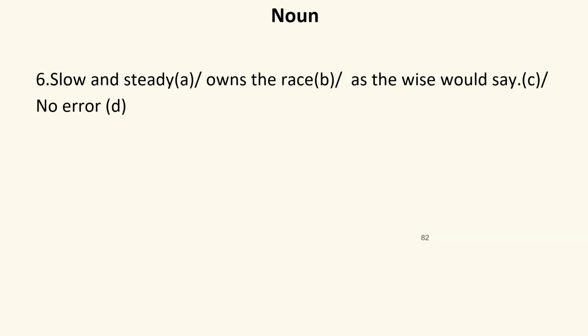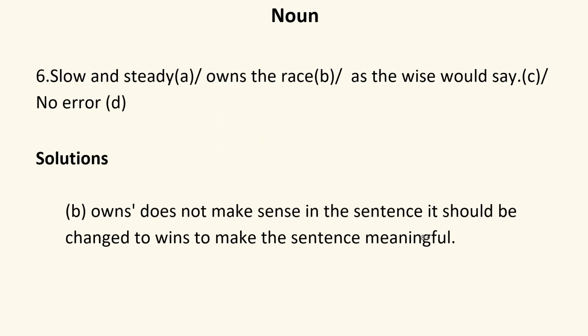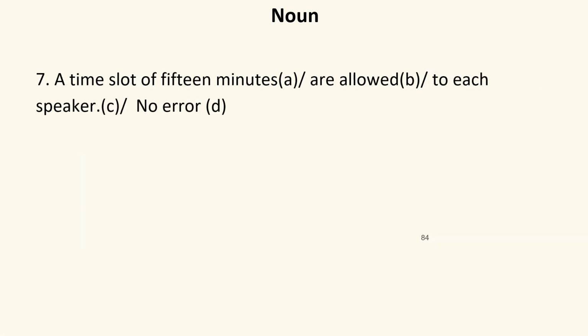Now, slow and steady owns the race. Now, owns is not suitable over here. Instead, we should use wins the race. So the correct use will be wins. Owns is actually the possession, like he owns this bungalow. There owns is correct, but here wins is correct. Otherwise it does not make any sense.